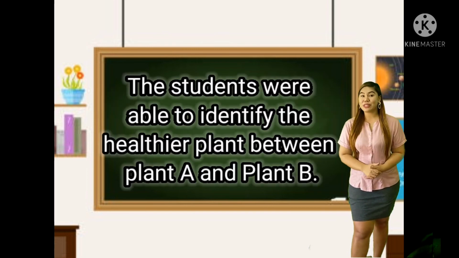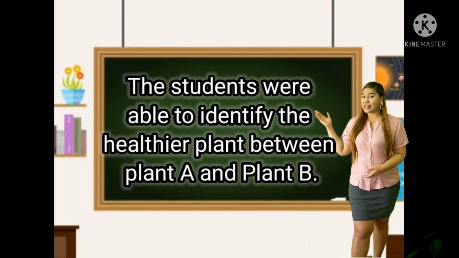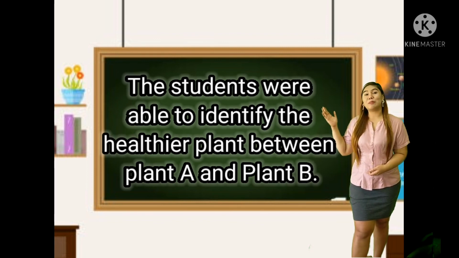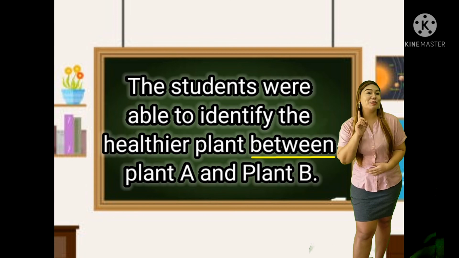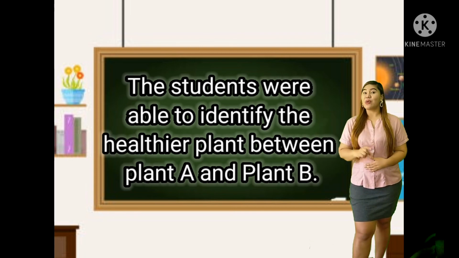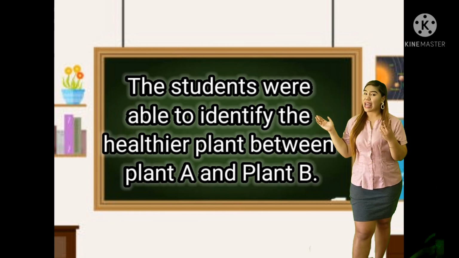For number 2 sentence, the students were able to identify the healthier plant between plant A and plant B. Between is a preposition and it could be used in 2 ways. First, it is used when we talk about 2 items. It could be a person, a place, or a thing.